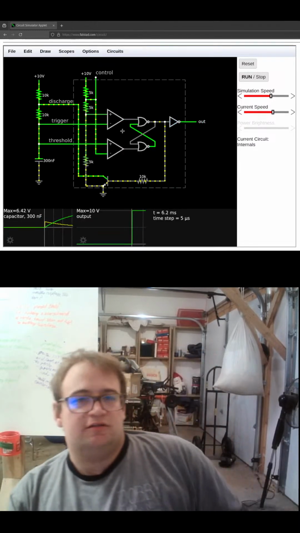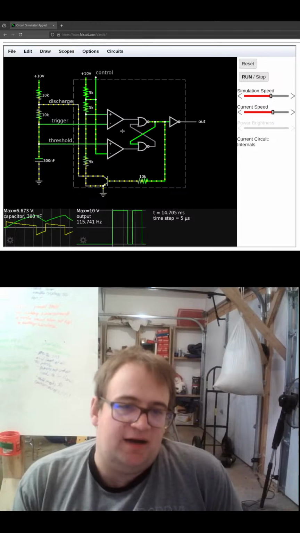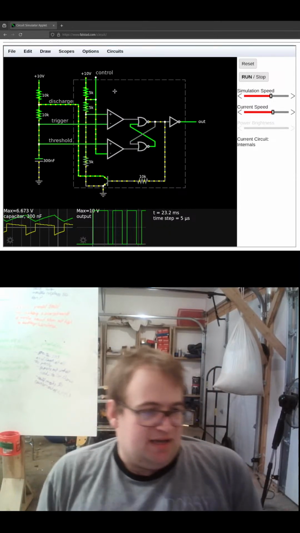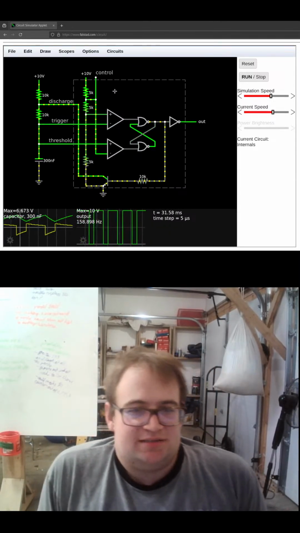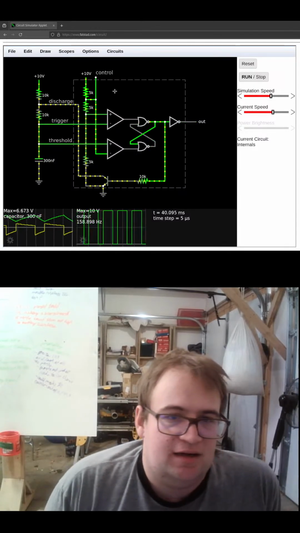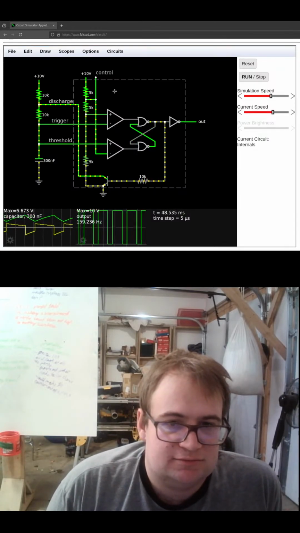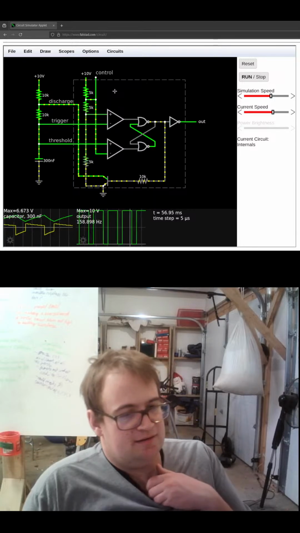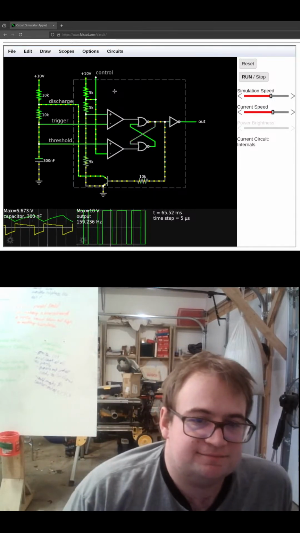Look at the internals. This is a 555 generator. I think I might just cycle through some of these until it's 9, and then I'm done for the night.